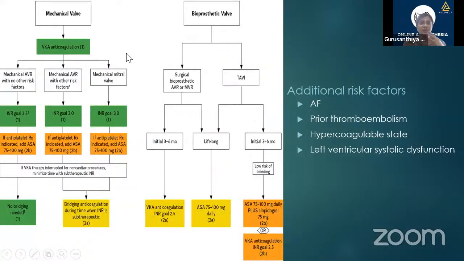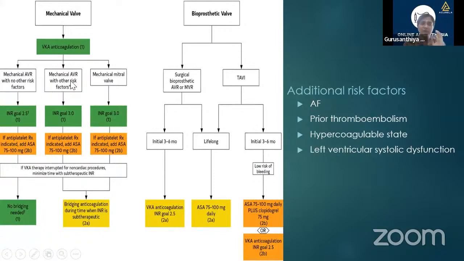So this is an AHA guideline for continuation, withdrawal or bridging of perioperative anticoagulation in case of a mechanical valve and a bioprosthetic valve. In case of a mechanical valve, the patient will usually be on warfarin anticoagulation. In case of a mechanical AVR with no other risk factors, if the patient needs aspirin, the patient will be on aspirin also in the perioperative period. The goal is an INR of 2.5. But in the perioperative period, if it's a mechanical AVR with no other risk factors, then no bridging is necessary. You can stop warfarin, bring the INR to subtherapeutic levels, do the surgery with minimal risk of bleeding, and bridge the patient in the postoperative period and start warfarin.